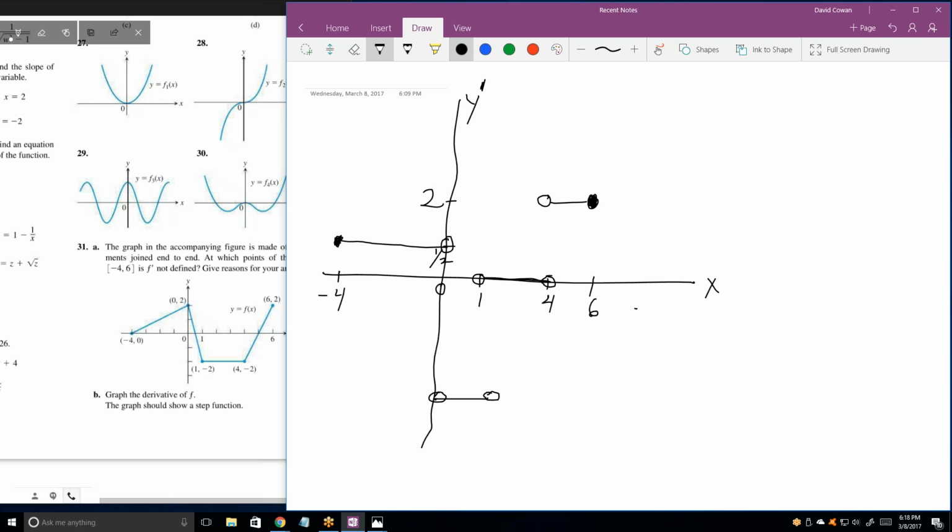So okay. There is the graph. Yeah, the graph should show a step function. Well, I guess it does show a step function, doesn't it? A weird brand of a step function, but okay.